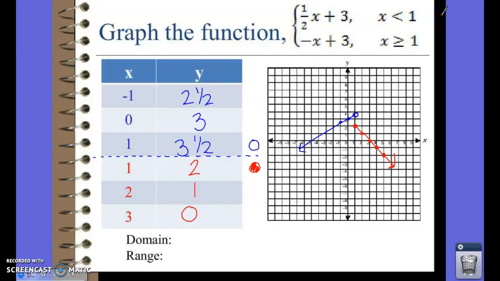Does every x value in the entire world have a value for y on it? If I plug in x equals 100, am I going to get out a number? Great, because I plug it in here. So if I plug in 100 here, I get negative 100 plus 3 and get negative 97. So every value for x will give a y value, making my domain all reals.